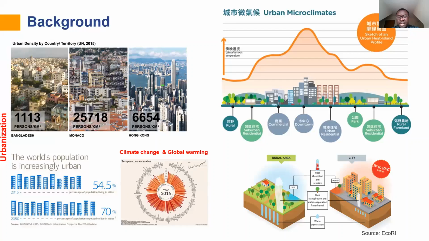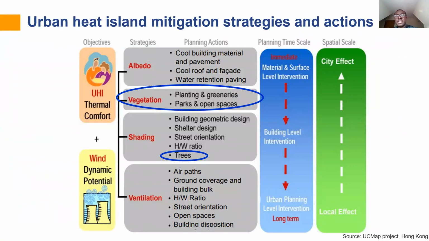My research is trying to mitigate this heat. There are a lot of strategies we can use to mitigate urban heat. This one is from the UCMAP project in Hong Kong, where 4 strategies were proposed. One is modifying the building and construction materials, that is, modifying the albedo of these materials, which can reduce urban heat.